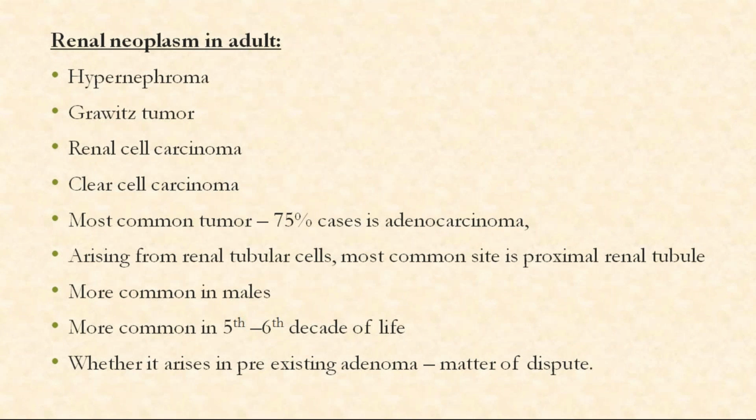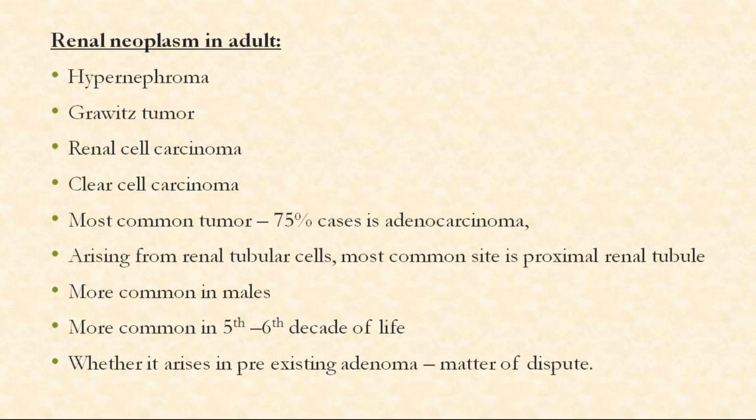So these renal neoplasms I already discussed. It is hypernephroma or Grawitz's tumor or renal cell tumor or clear cell tumor. So this renal cell tumor is an adenocarcinoma. 75% of cases are adenocarcinomas.